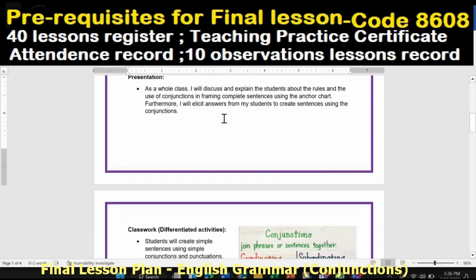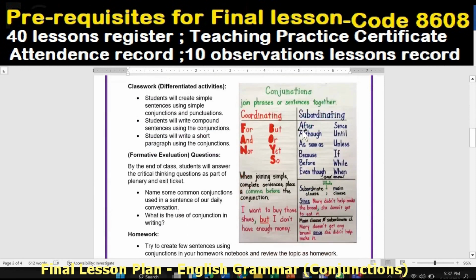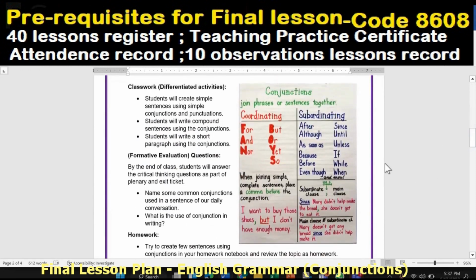So for the presentation part, as you can see over here, I have my anchor chart. I made this. I will be presenting this to my students, and we will be discussing it together. The easiest way to allow my students to know the conjunctions that will be helpful in coordinating is FANBOYS. FAN means for, and, nor, and BOYS means but, or, yet, and so.